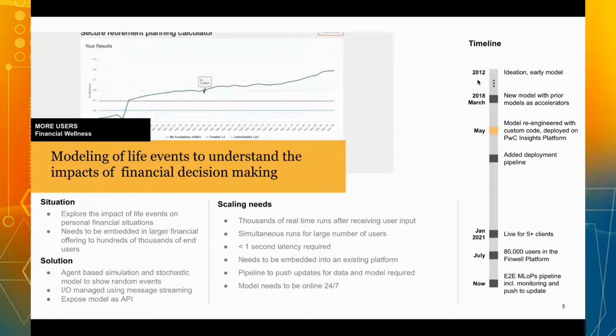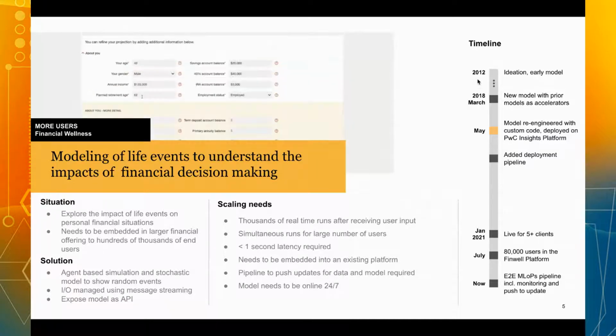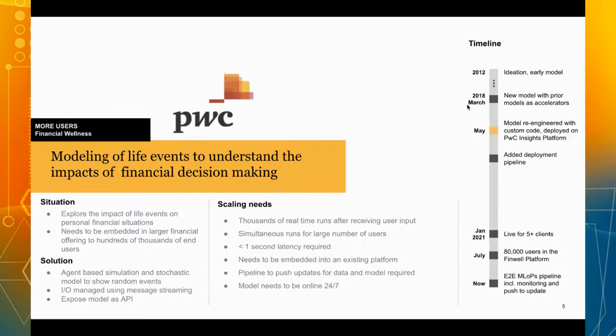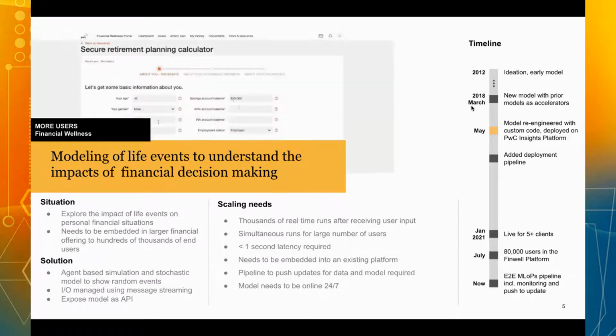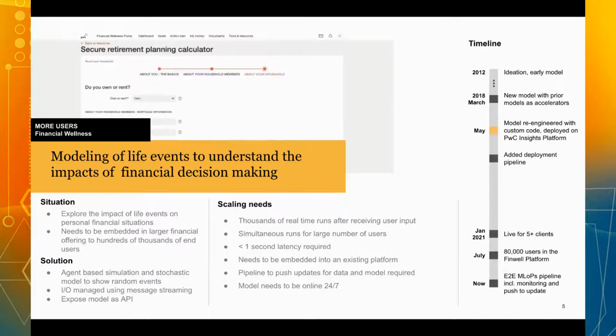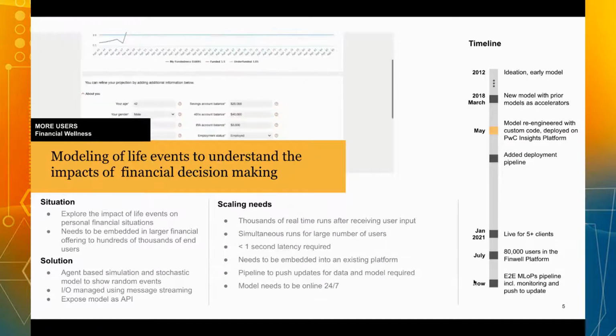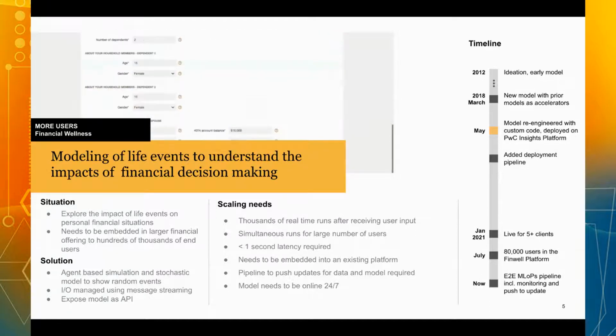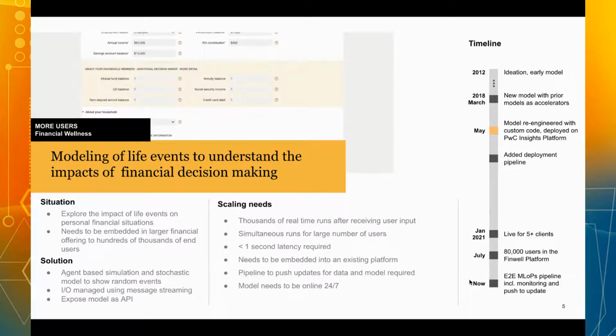The timeline for this, you'll notice, starts much earlier. There was actually an ideation phase with an early model about a decade ago now, and then this was revamped in 2018, and then re-engineered to get some massive scaling effects. And finally, now we've got an end-to-end model ops pipeline to maintain this particular example, because we need to include it in other components, but also be able to update the model with new data and new functionality and push it through to the production platform that is up for everyone to use.